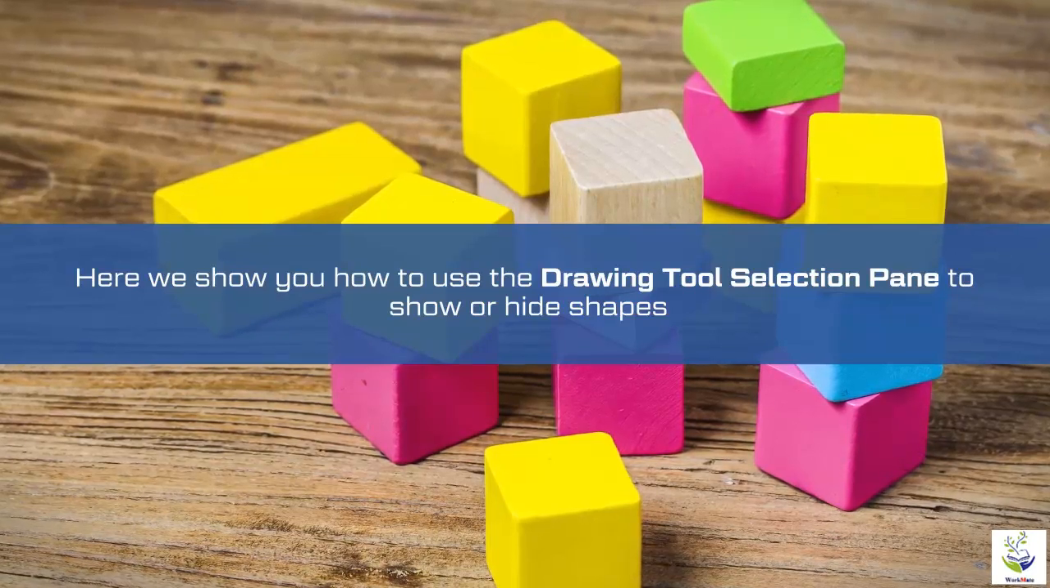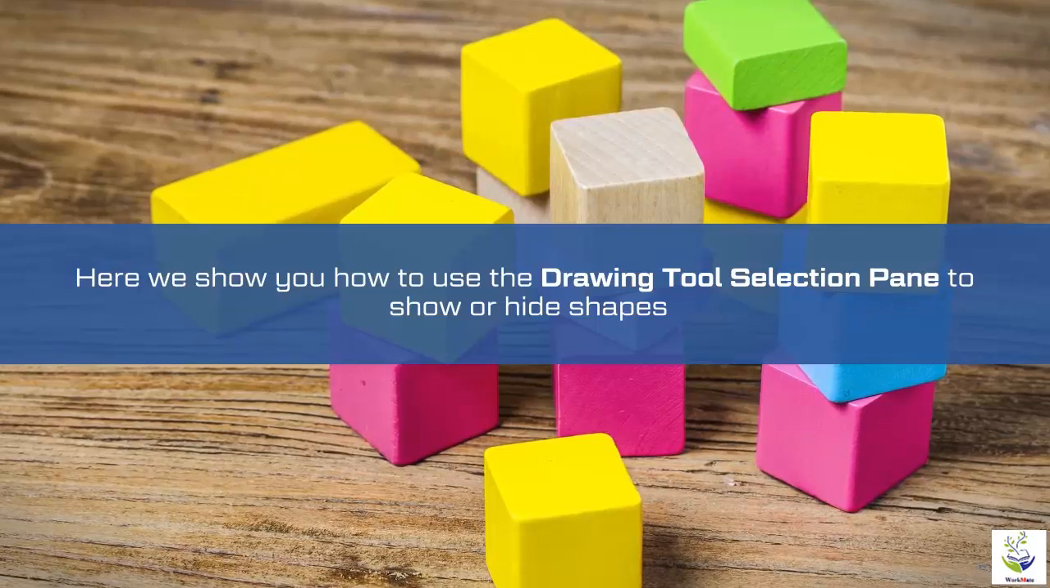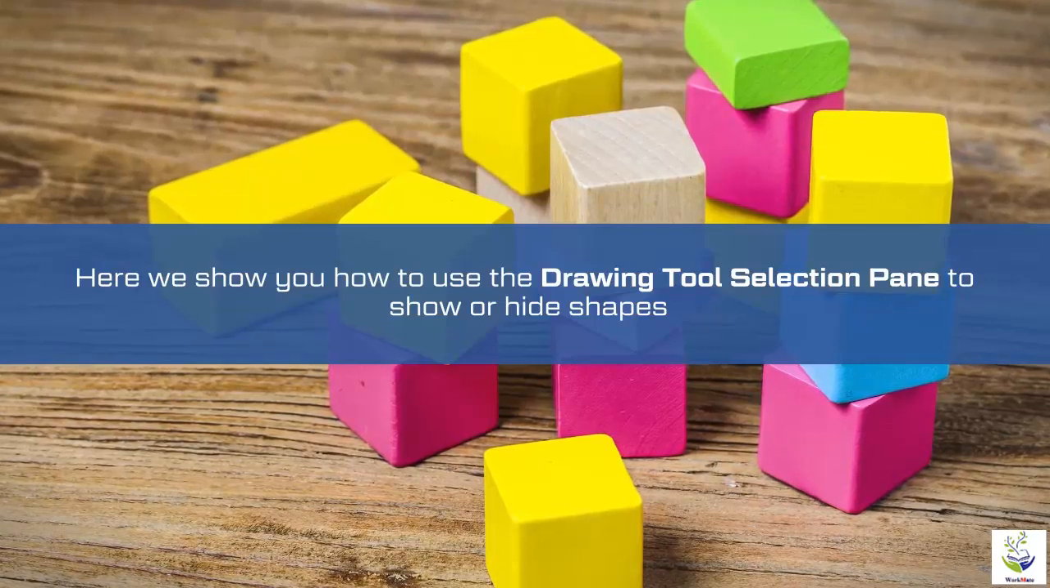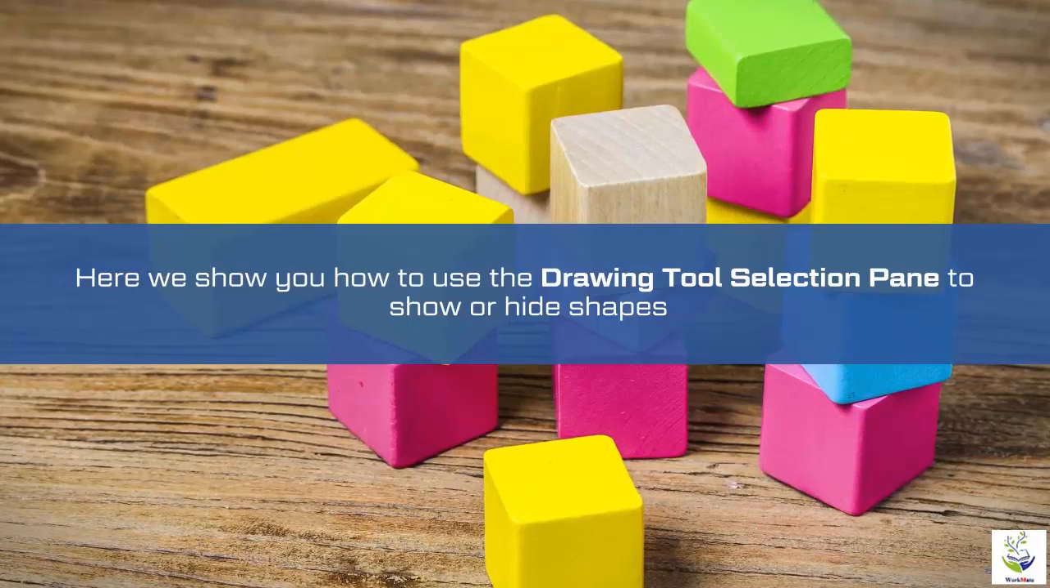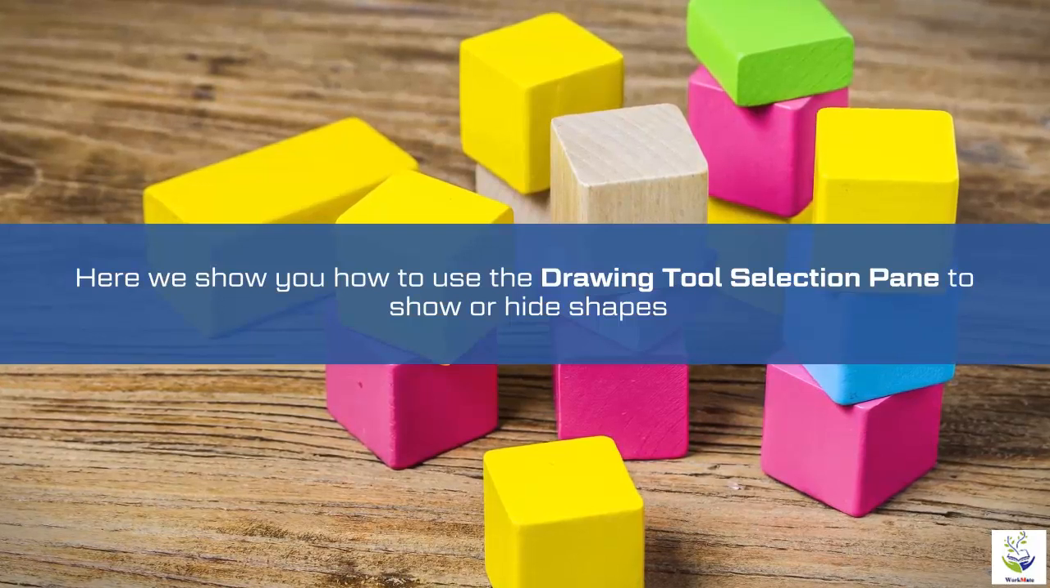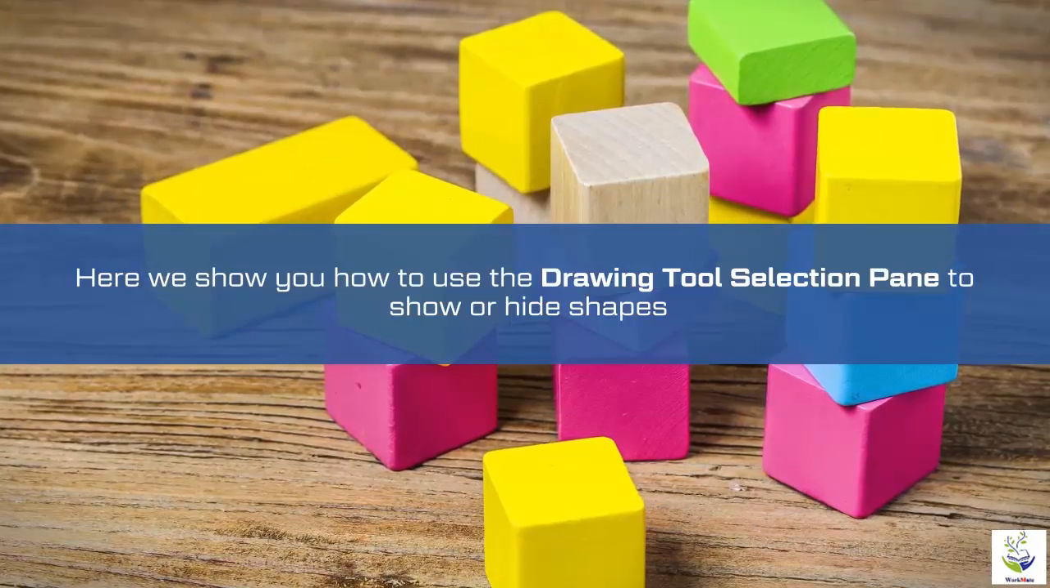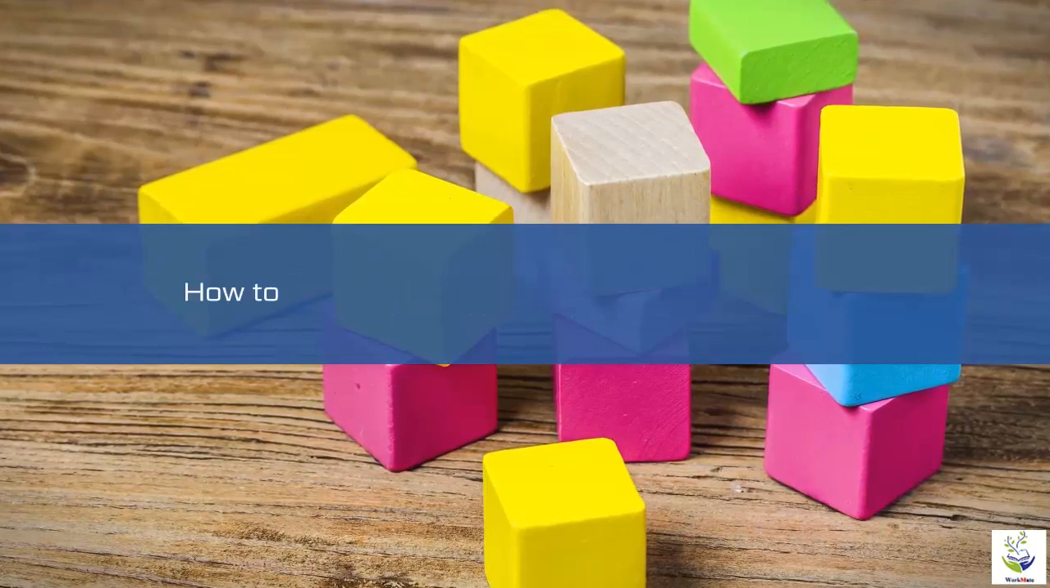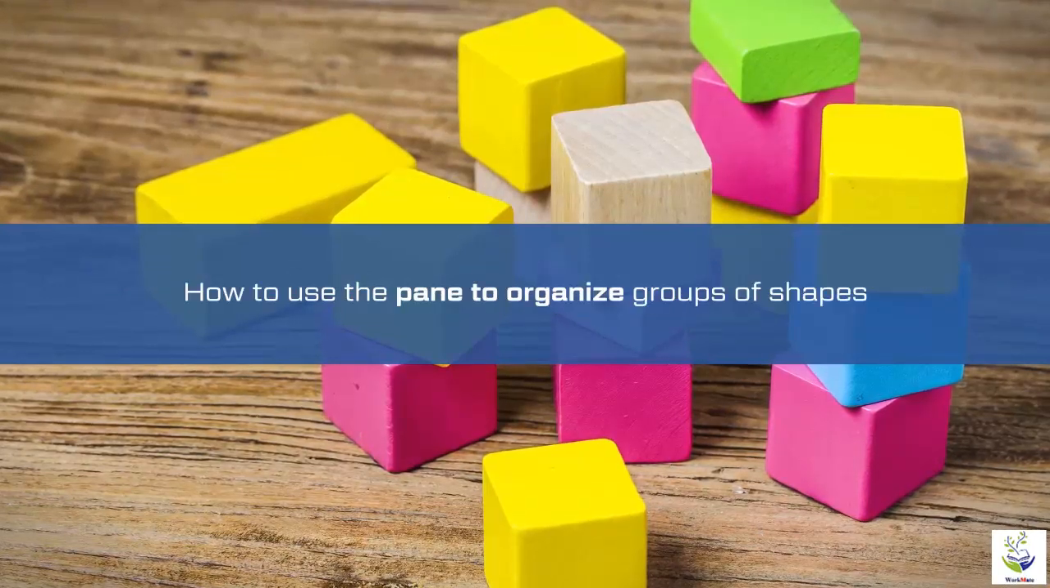So if you're working with different shapes in perhaps a diagram, they're all overlapping and getting in the way of each other. It might be an idea to hide away some of those shapes before you continue your modifications on one of them. We can use the pane to organize groups of shapes as well.